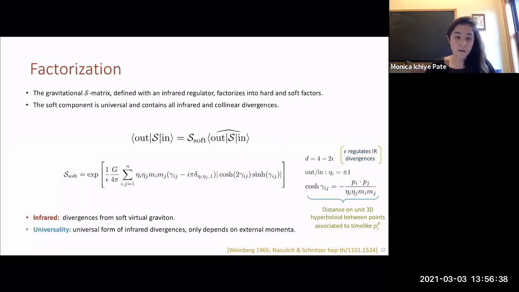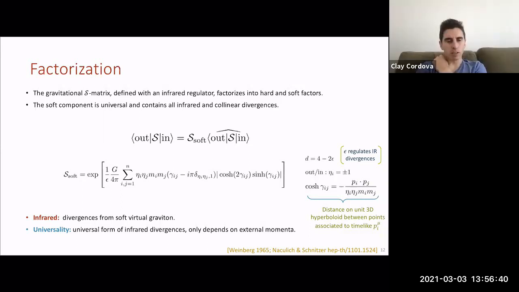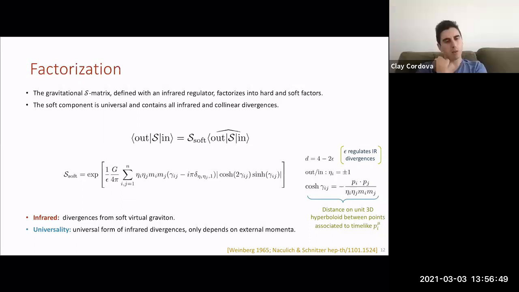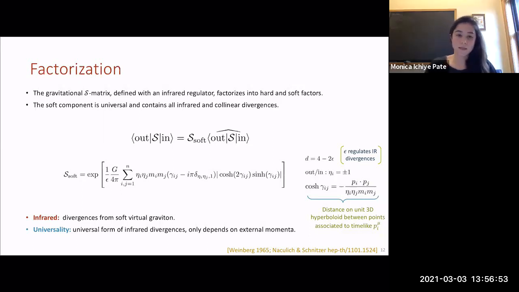Is this a tree level formula? What is this formula? No, this actually resums an infinite class of diagrams. It's an exponential. But there are no loops here, are there? There are loops. So this is resumming, essentially, if you have some scattering process, a bunch of soft exchanges, like all ladder soft exchanges.